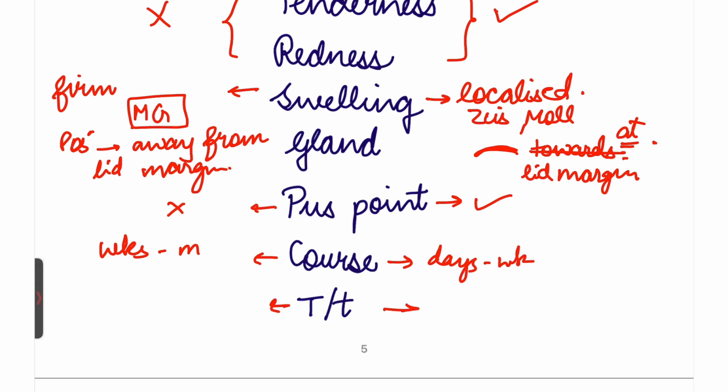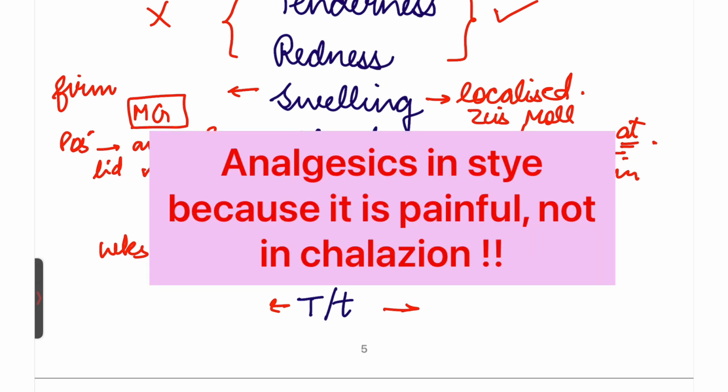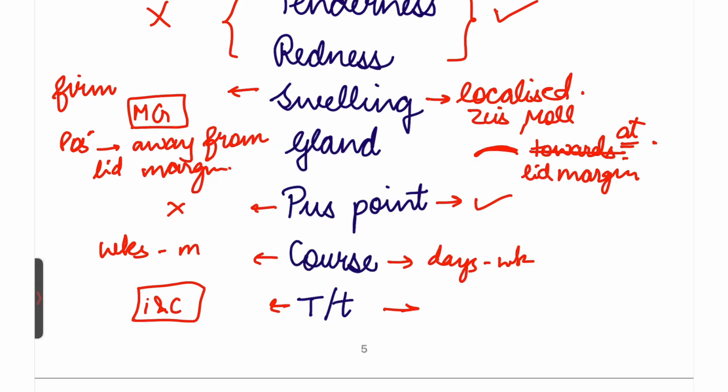Looking at the treatment, some part is common in both Chalazion and Stye. That is hot fomentation, lid hygiene, and analgesics. So these things will be common in both. Whereas in Chalazion, incision and curettage is an important thing, and also steroid injections we can give. Whereas in Stye, we can do topical or systemic antibiotics and also drainage of the abscess if the abscess is present and it is large.